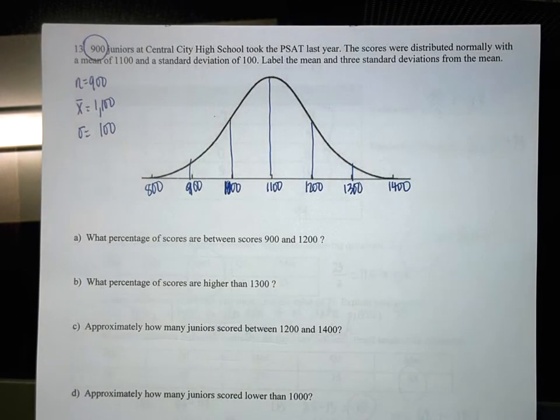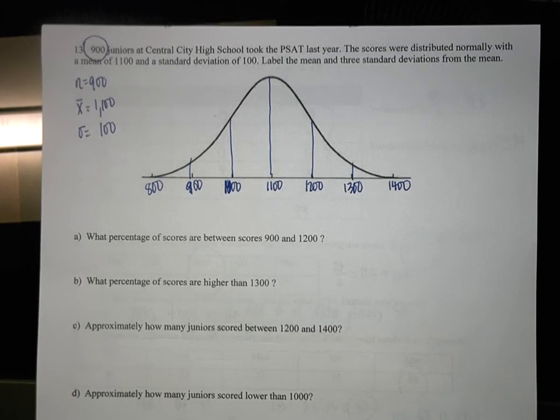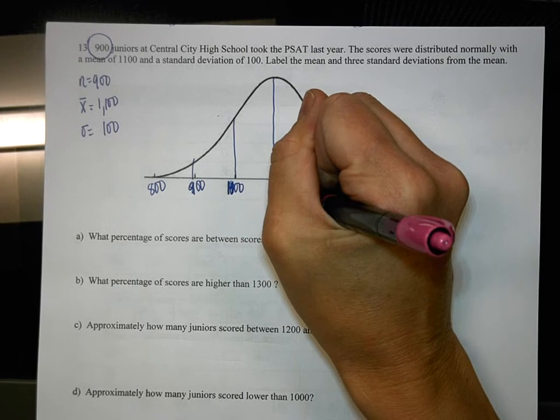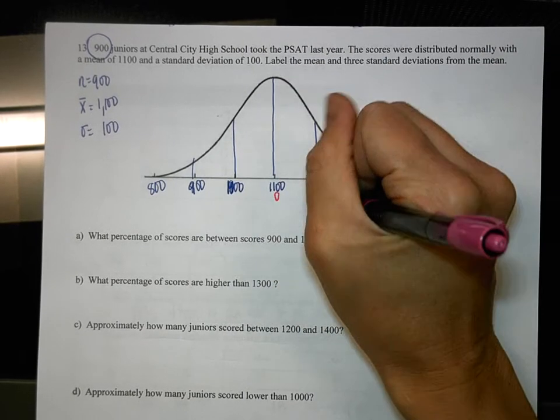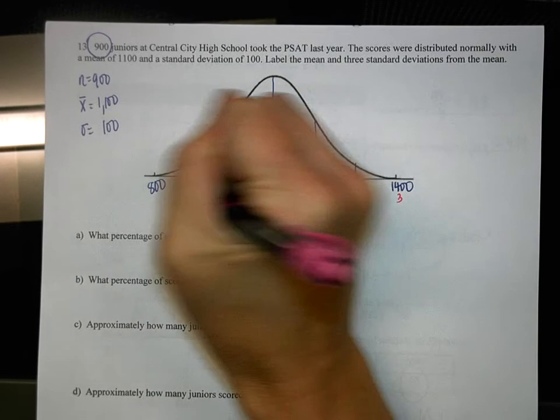Okay. So also you might want to mark, if it was on your test, just to make sure you understand what's going on. Remember that in the middle your mean is 0 standard deviations. This is 1 standard deviation, 2 and 3, and then going backwards it's -1, -2, and -3.